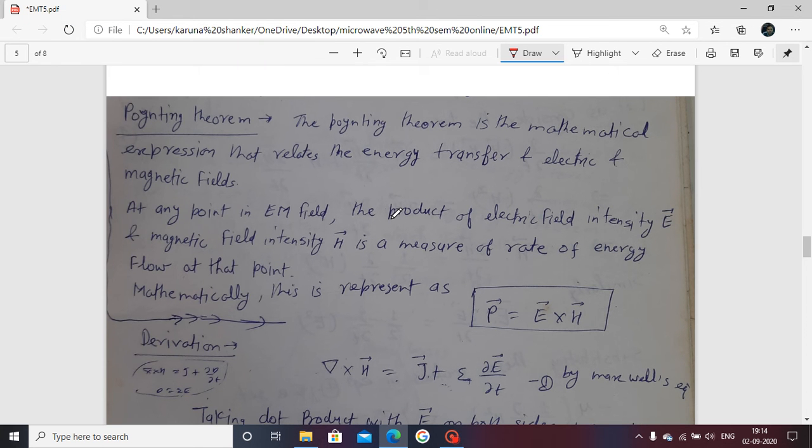Poynting theorem. Poynting theorem relates the energy transfer, electric field and magnetic field. This theorem measures the rate of energy flow at a particular point. The mathematical relation comes in this form: P vector is equal to E cross H.